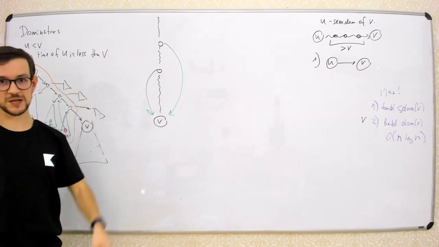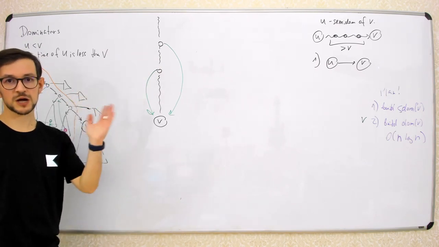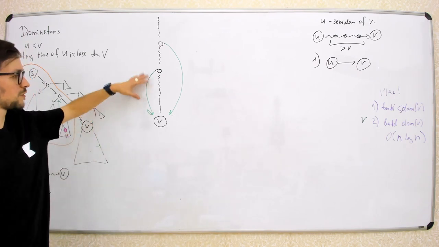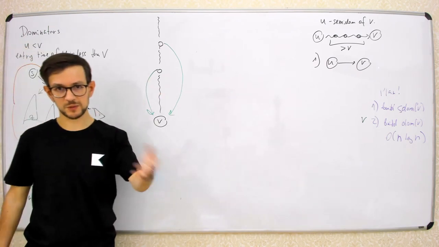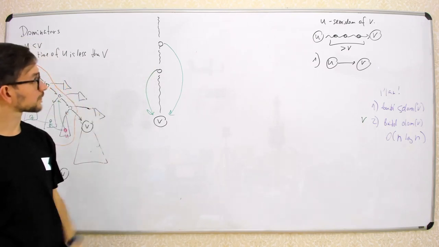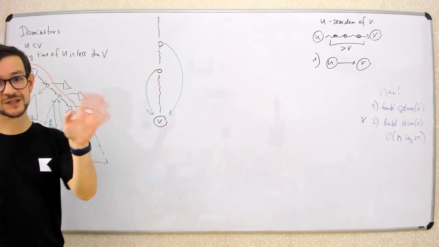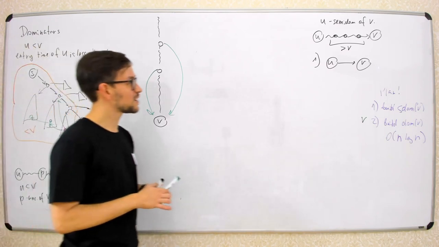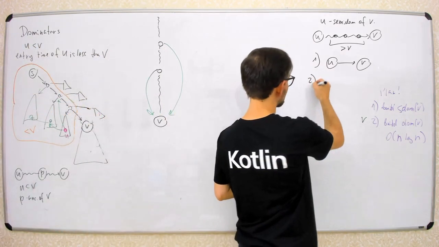These nodes are semi-dominators of V. Let's just count them. Let's include them in this minimum. We need to find the minimal semi-dominator, so we will add these nodes to our minimum. Okay, that's a simple case. Now the second case.